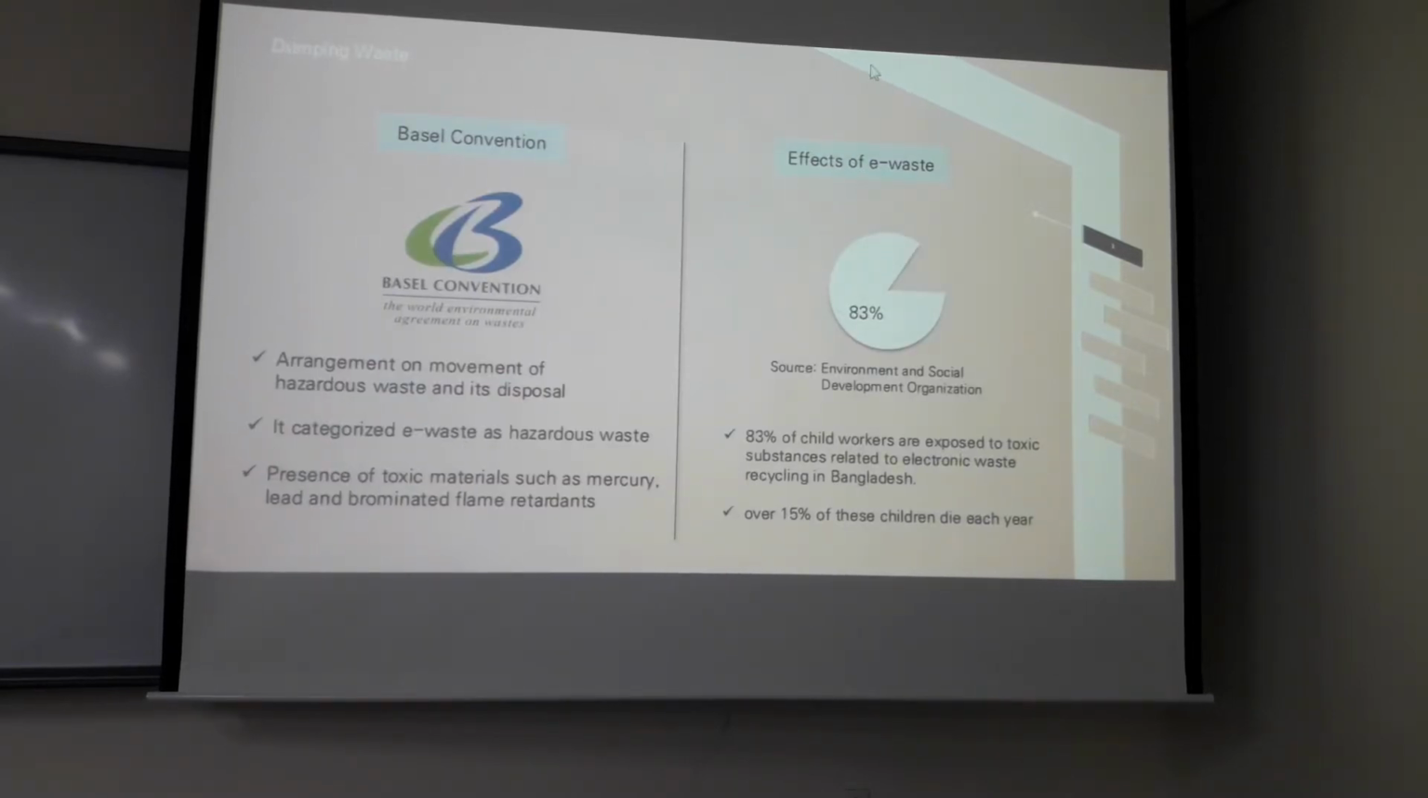And the second is dumping waste. The Basel Convention is the arrangement on the movement of hazardous waste and its disposal. And the Basel Convention categorized e-waste as hazardous waste. It is because of the presence of toxic materials such as mercury, lead, and brominated flame retardants. The effects of e-waste are massive.